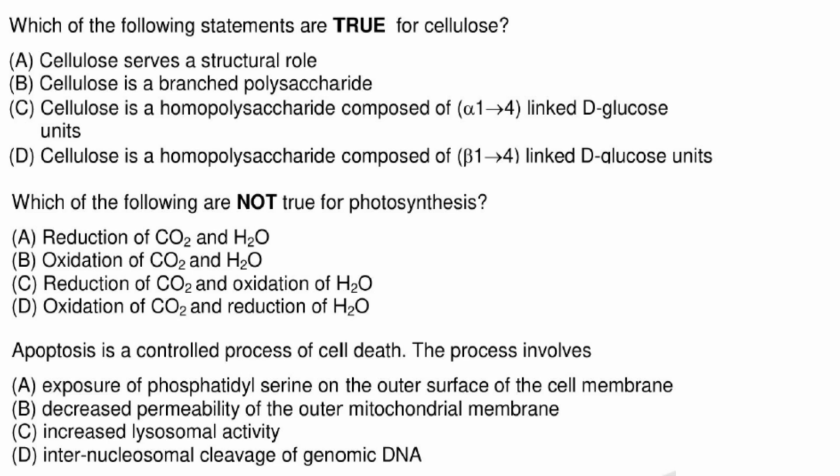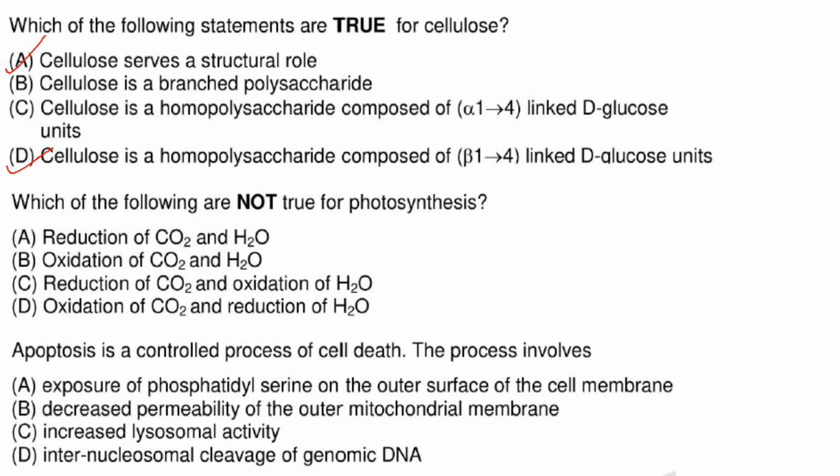Then which of the following statements are true for cellulose? Cellulose serves a structural role. That's correct. Cellulose is a branched polysaccharide. No, cellulose is an unbranched polysaccharide. So B is not correct. Cellulose is a homopolysaccharide composed of alpha-1,4 linked D-glucose. No, it is beta-1,4 linked D-glucose units. So cellulose is a homopolysaccharide composed of beta-1,4 linked D-glucose units. D is the correct answer.